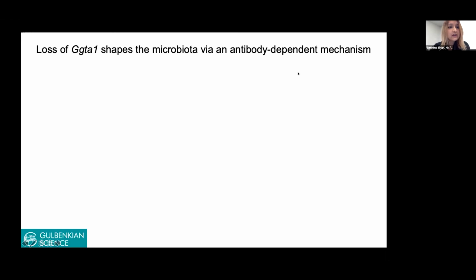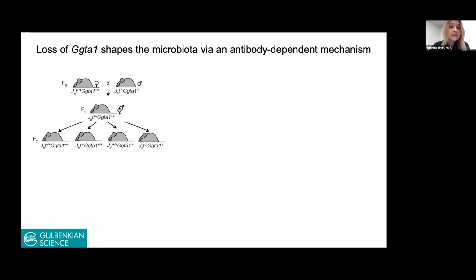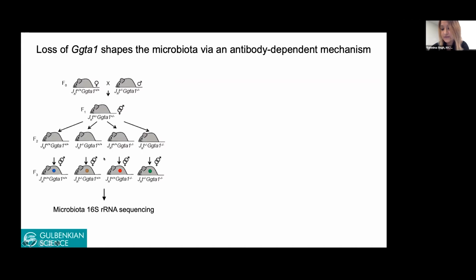We then asked whether loss of GGTA1 actively shapes the microbiota via an antibody-dependent mechanism. For this, under controlled conditions, we crossed wild-type females with GGTA1 knockout, JHT knockout males that lack mature B cells, hence cannot produce antibodies. The F1 double heterozygous litter pups were then crossed to generate F2 littermates, which were either wild types with and without antibodies and knockouts with and without antibodies that acquired the same microbiota from the wild-type mothers. We then crossed them to generate the F3 progeny, whose microbiota we then sequenced.